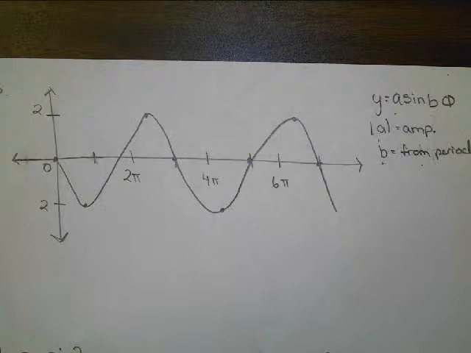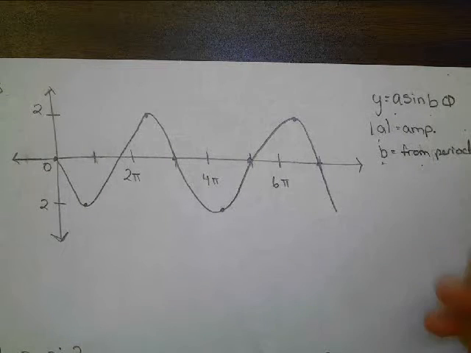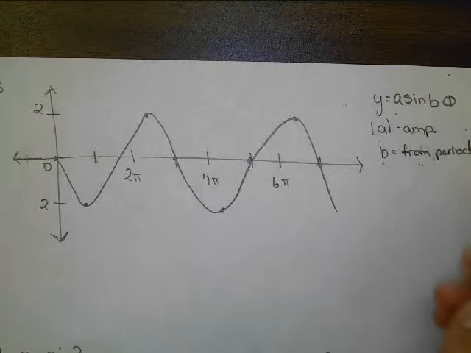Today we're going to talk about the sine function, so I'm just going to do a few problems from the worksheet. Number 3 here says to find the amplitude and period of each sine curve and then write an equation for the curve. So we have to remember that our sine function, the equation is y equals a sine b theta. And remember that a is your amplitude and b is from the period.